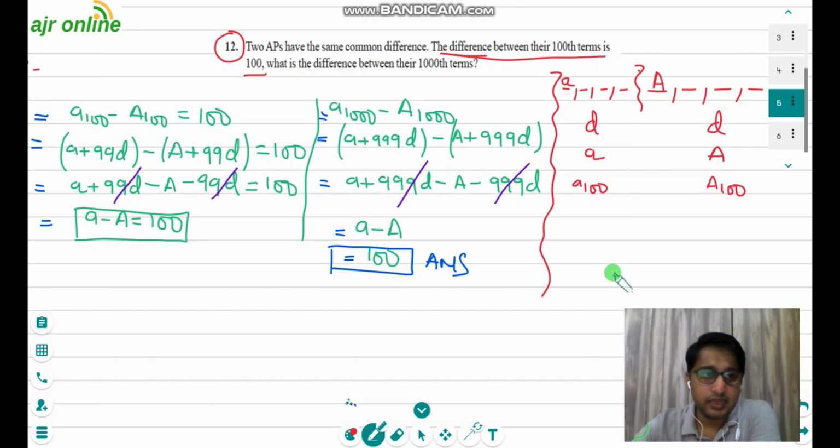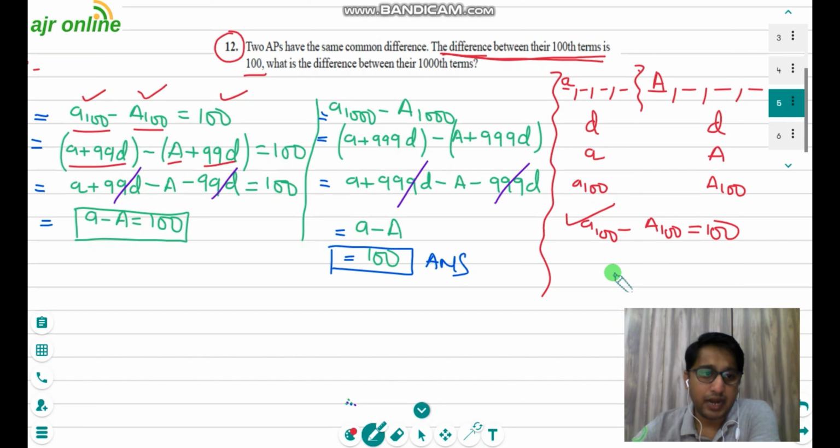So the question is saying the difference between their 100th terms is 100. It means that small a100 minus capital A100 will be 100. So first we will solve this equation. So small a100 will be what? a plus 99d minus capital A will be what? Capital A plus 99d is equal to 100.